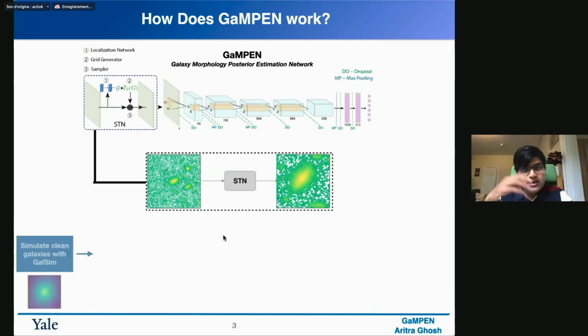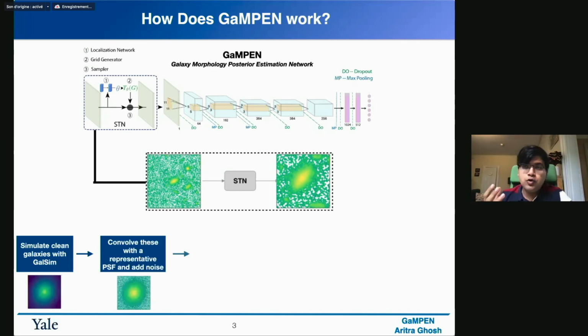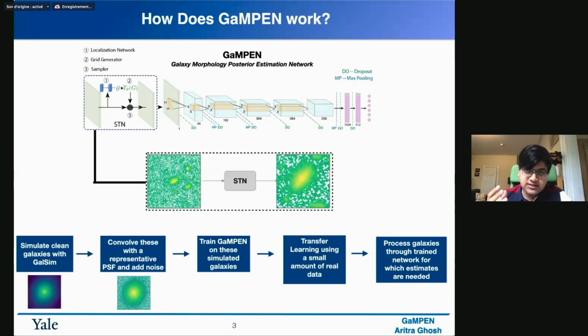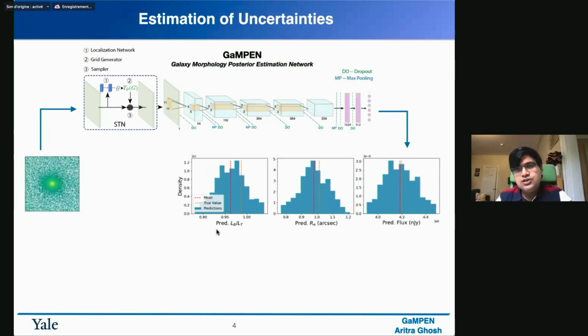Now, to train this entire framework with a very small amount of real data, what we do is we first train the network on a large amount of simulations and then fine-tune the already trained network using a small amount of real data. Now, once you have trained the entire framework, when you feed an image into the network, what you get is 3 different distributions for the bulge to total light ratio, the effective radius, and the total flux.